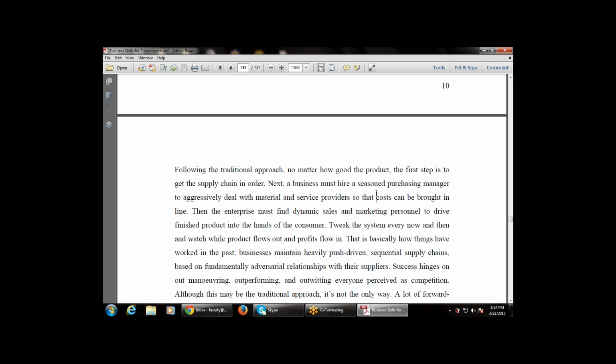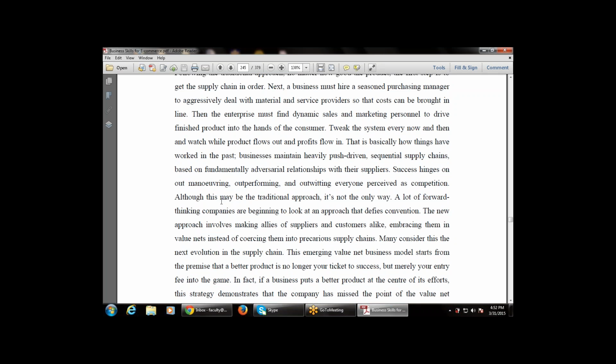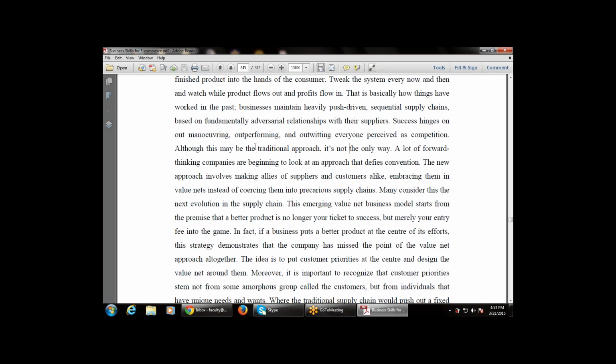But nowadays, in the new approaches, there is no supply chain in particular. That is, there is not only usage of the supply chain, but also usage of the production system, marketing personnel, and finished products in the hands of the consumers. Success hinges on maneuvering, outperforming, and outwitting everyone perceived as a competitor. Although this may be the traditional approach, it is not the only way. A lot of thinking companies are beginning to look at an approach that defies convention.